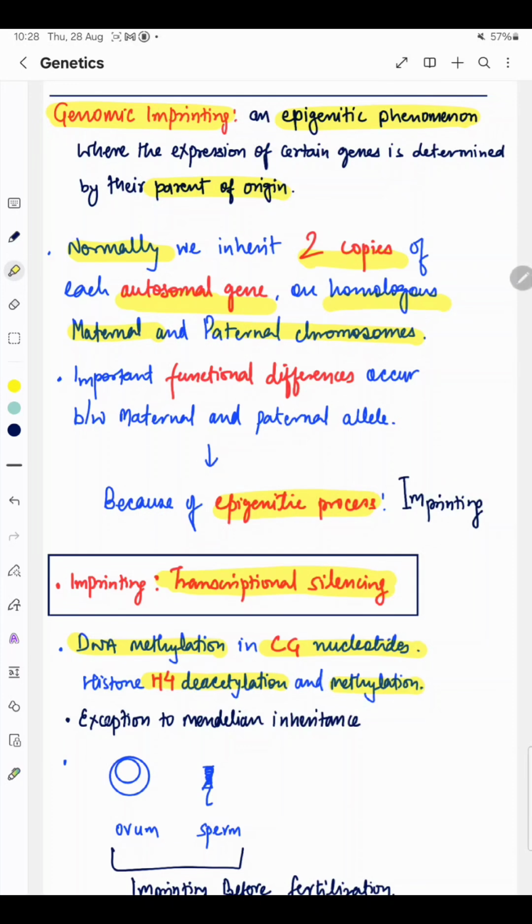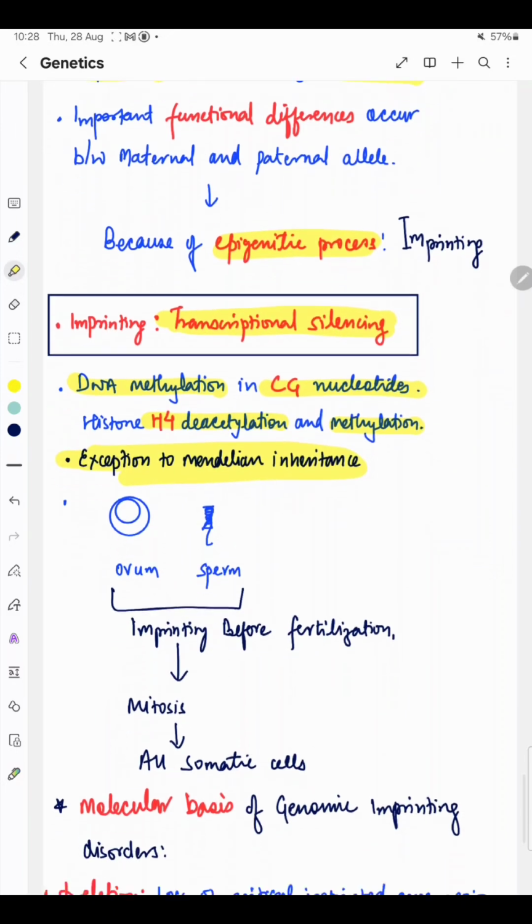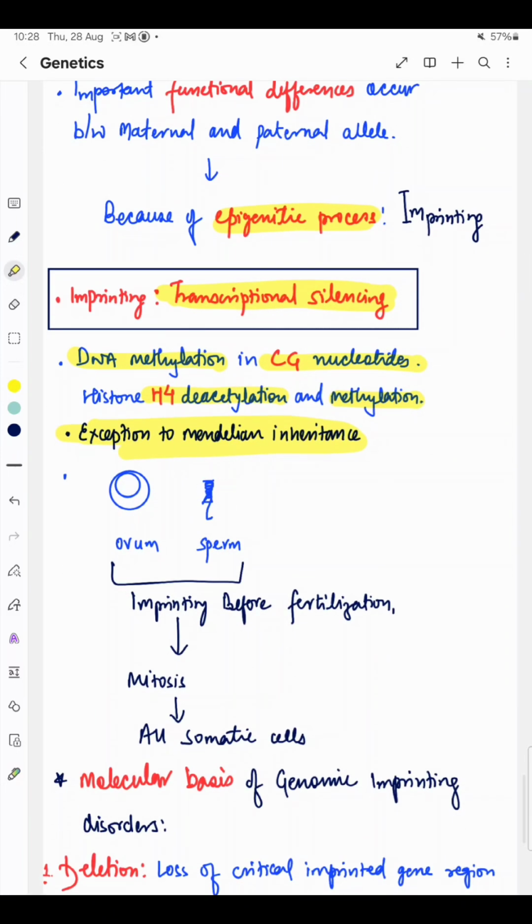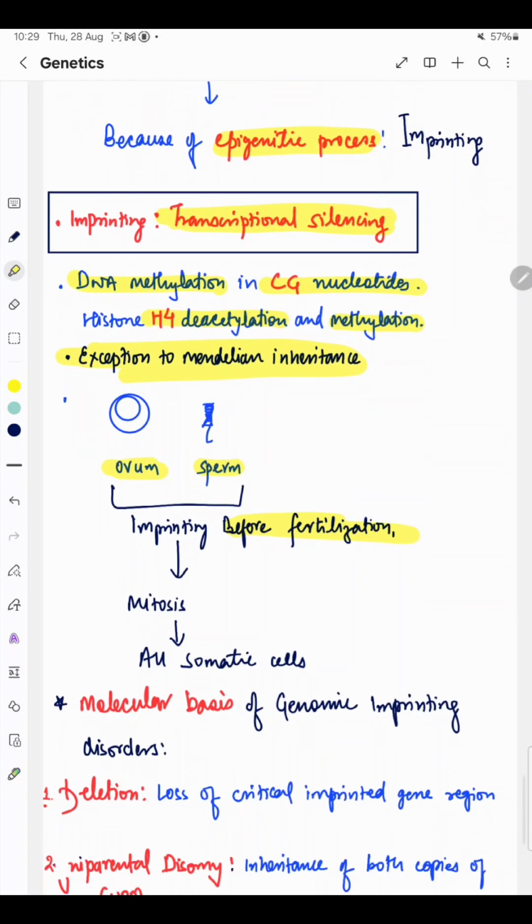This is the exception to classical Mendelian inheritance. They do not follow classical Mendelian inheritance. And imprinting particularly occurs before fertilization in ova and sperm and is transmitted to all somatic cells through mitosis in a zygote and later in the other stages of the embryo.